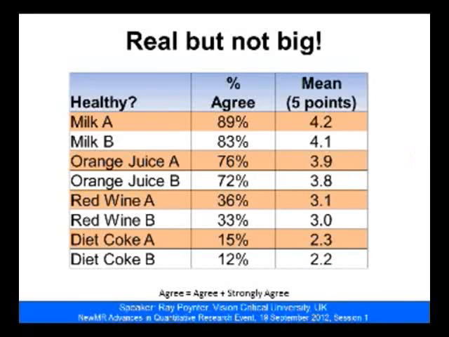On the right-hand side is a horrible thing which I really don't recommend that people do, which is I treated disagree strongly as 1, disagree as 2, neither nor as 3, agree as 4, and agree strongly as 5, and calculated means.